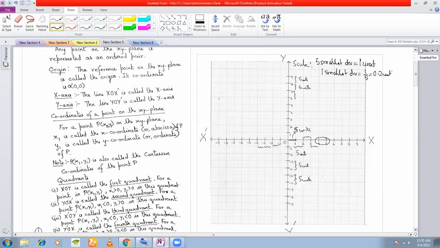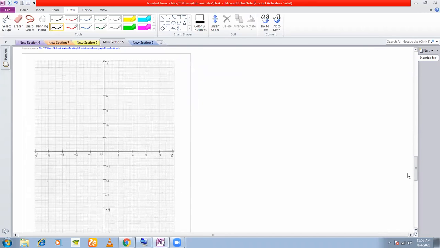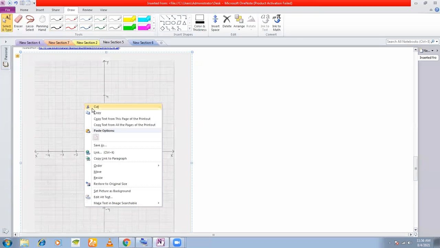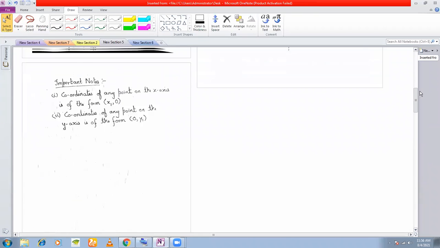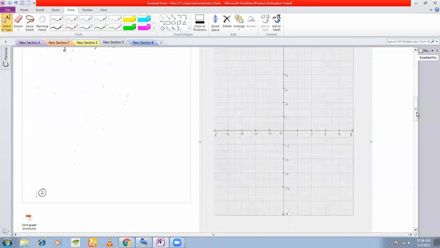Whatever scale you are taking, this is called the scale of the graph. You have taken this scale, so I have written it this way. One smallest division is equal to 0.2 unit. This you are going to write on the top right hand corner of the graph. Now there's another scale of the graph. Let me just put it up for you.